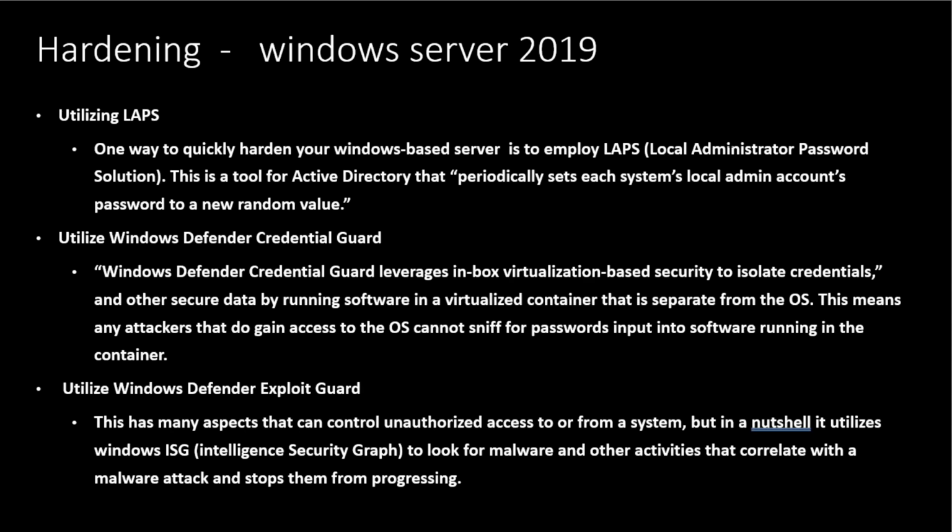The third way we can harden the Windows Server system is to utilize Windows Defender Exploit Guard. This has many aspects that can control unauthorized access to or from a system, but in a nutshell, it utilizes Windows Intelligence Security Graph to look for malware and other activities that correlate with a malware attack and stops them from progressing. It's essentially an AI system that Microsoft utilizes to look for the correlations that malware causes before the malware hits and stops those correlations on the end user side.